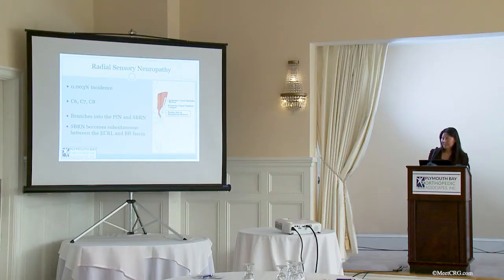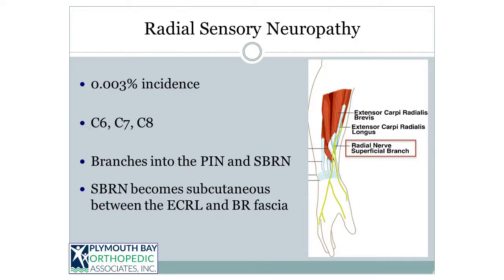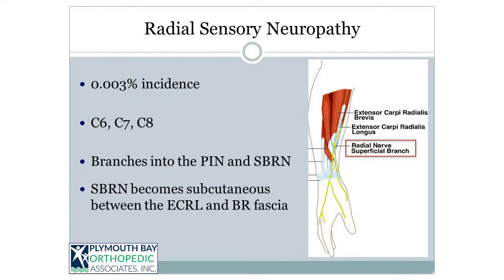So I'll start with radial sensory neuropathy. This is actually pretty rare. So the incidence is 0.003%. The radial nerve starts from C6, 7, and 8, becomes the brachial plexus, and then it's a continuation of the posterior cord of the plexus. So then the radial nerve branches into the PIN, or posterior interosseous nerve, which is more the motor nerve, as well as the sensory, or the superficial branch of the radial nerve, which is the sensory part of it.